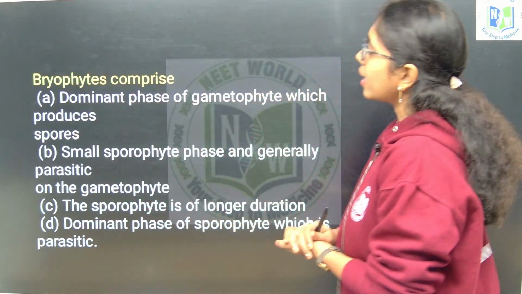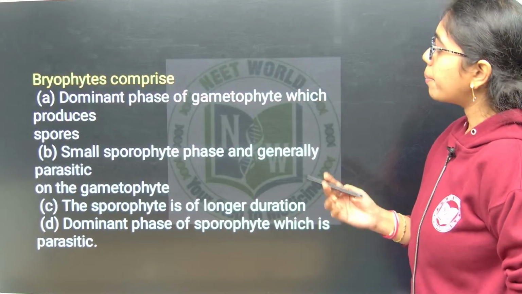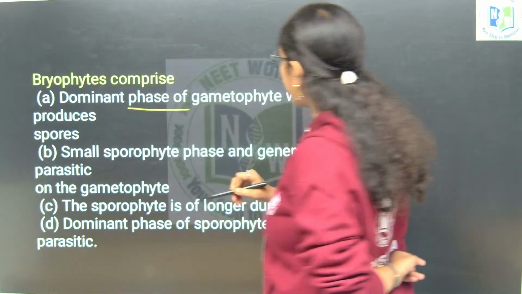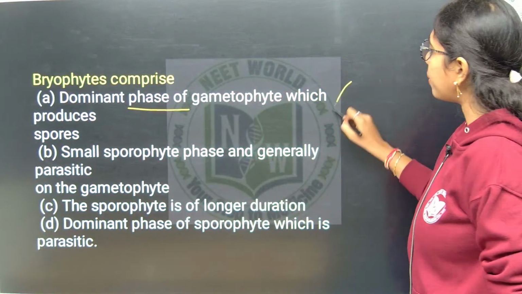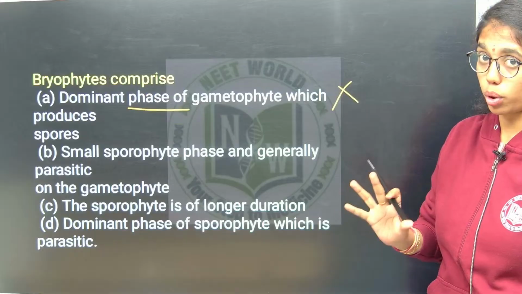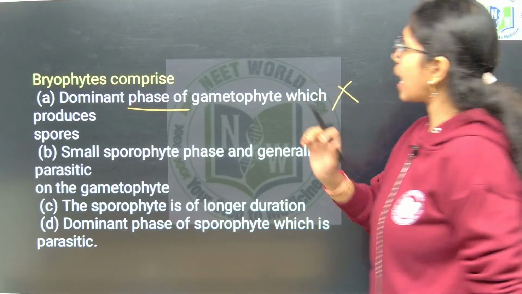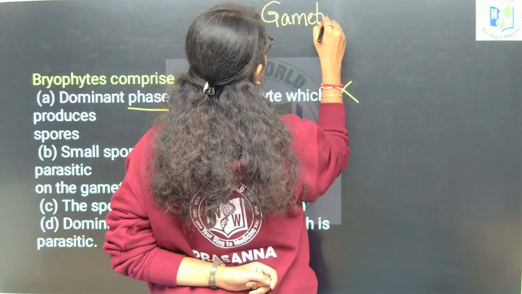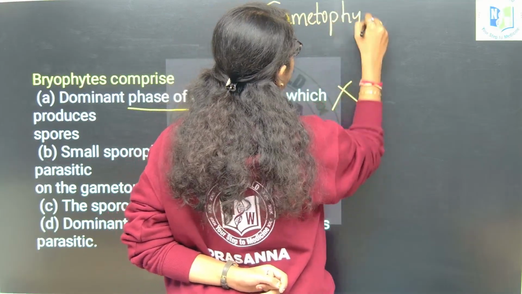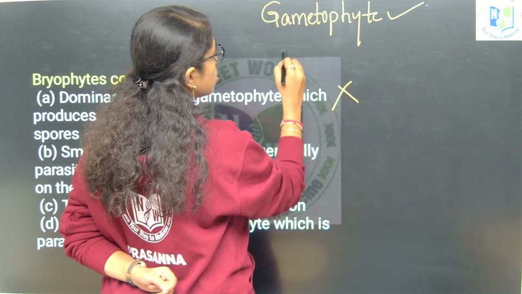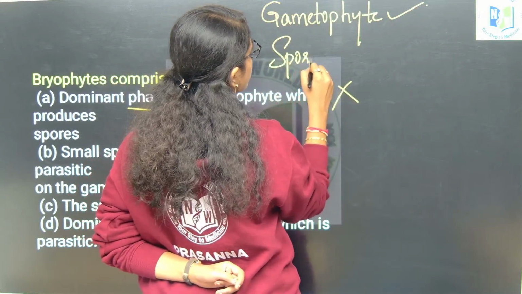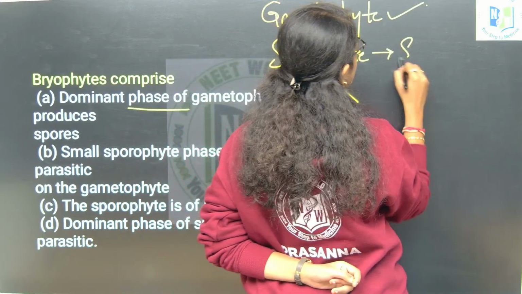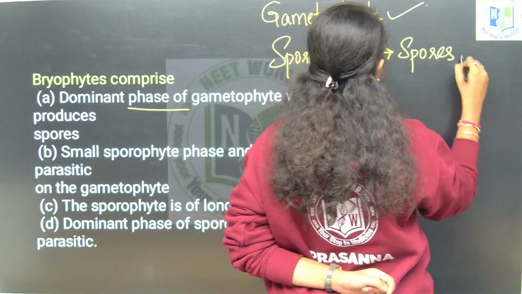Next question is about bryophyta. Bryophytes comprise a dominant phase of gametophyte which produces spores? Gametophyte will never produce spores. Remember, gametophyte will produce gametes, or it will bear the gametes. Sporophyte will produce spores.